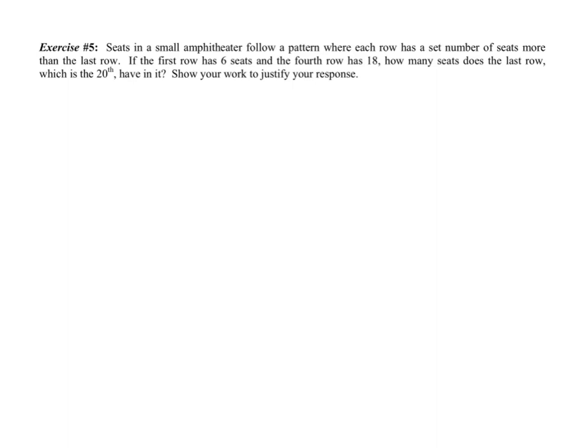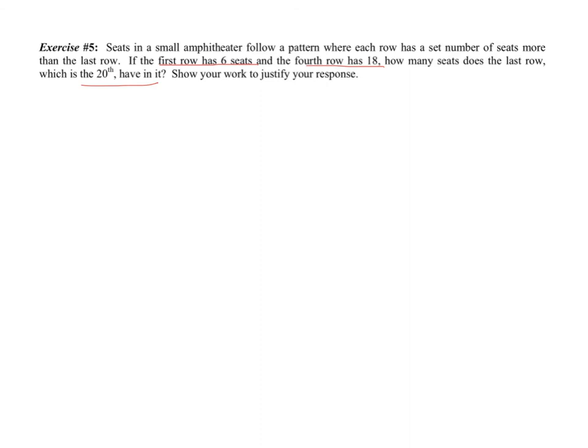Exercise number 5. Seats in a small amphitheater follow a pattern where each row has a set number of seats more than the last row. In the first row, it has 6 seats. I'm going to underline some key information. And in the fourth row, it has 18 seats. How many seats does the last row, which is 20th, have in it? Show your work to justify your response.